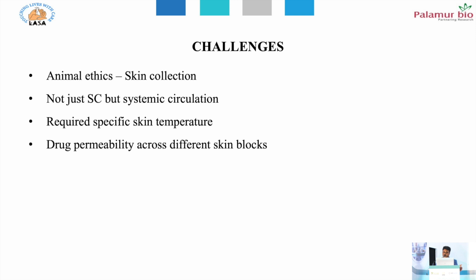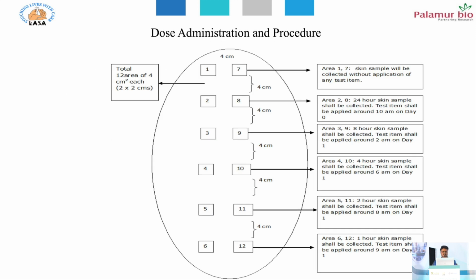Again, drug permeability across the different skin blocks. Once we apply the drug at different skin blocks, there will be drug permeability. That means the drug concentration will seep from one side to the other. It's quite normal. So you need to find the exact distance between skin block and skin block, which is very important, or else the 24-hour and 12-hour sample drug concentrations in the skin can spread into each other, vice versa.